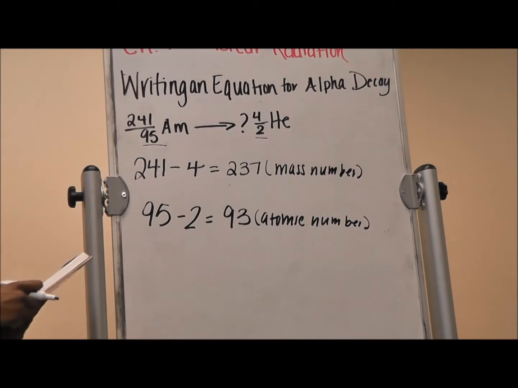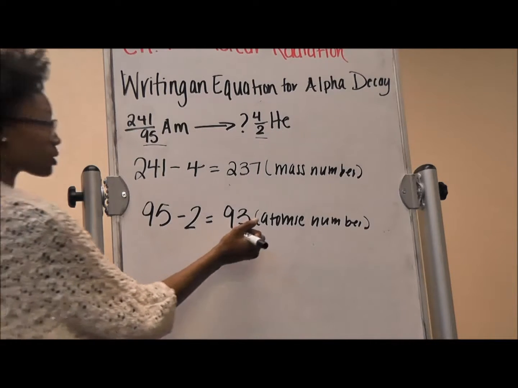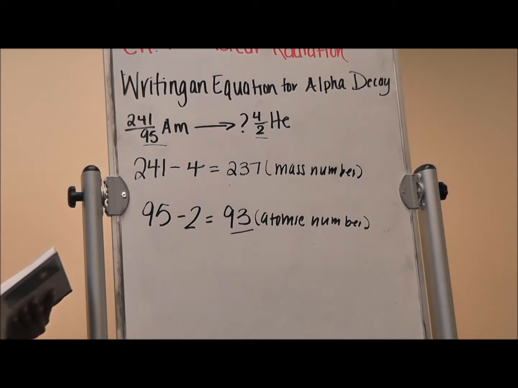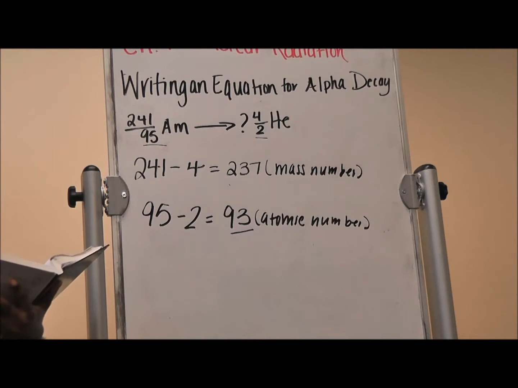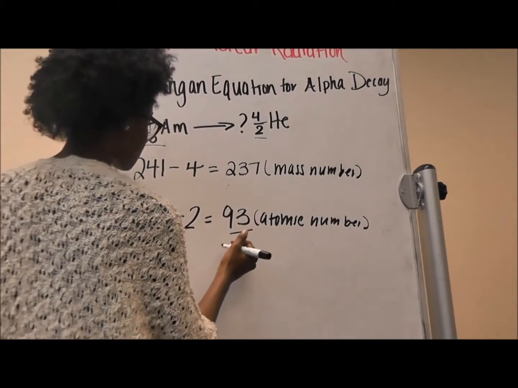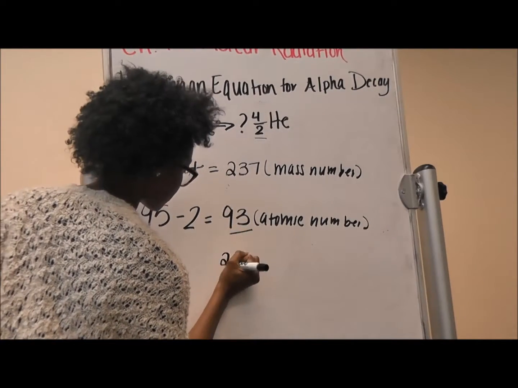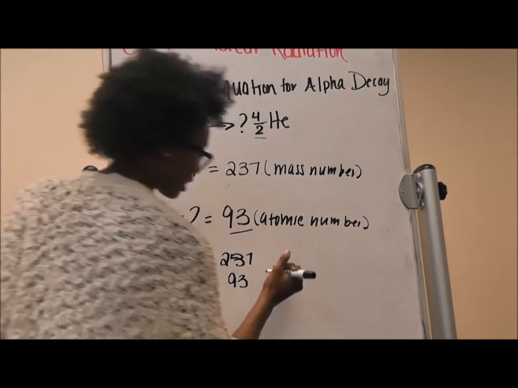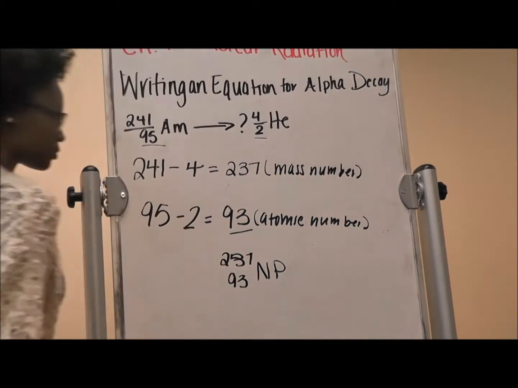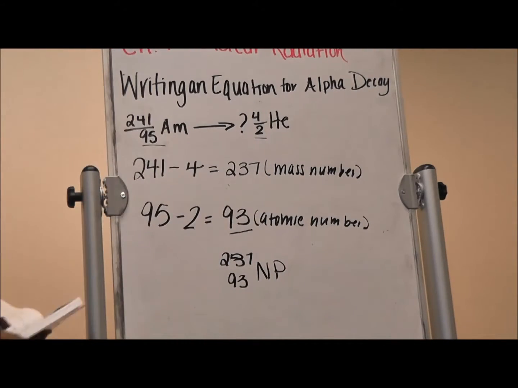Our next step is to determine the symbol of the new nucleus. We take our new atomic number and match it up in the periodic table. Whichever element has the atomic number 93 is the new element of our new nucleus. The atomic number 93 represents the element neptunium. So we write the mass number, 237, over 93, and we write our new element, Np. So that's what we get from all of this.